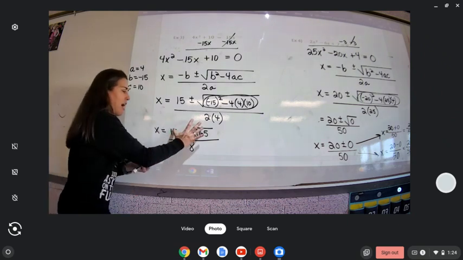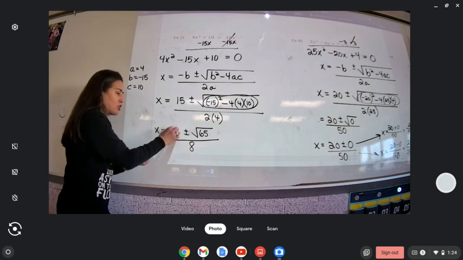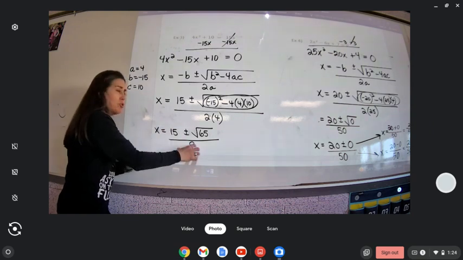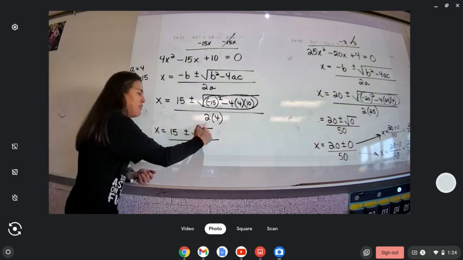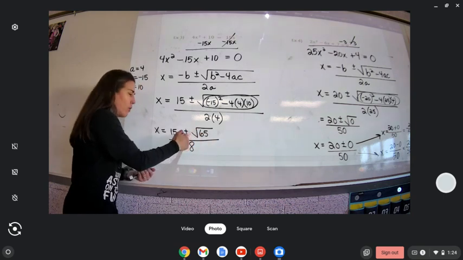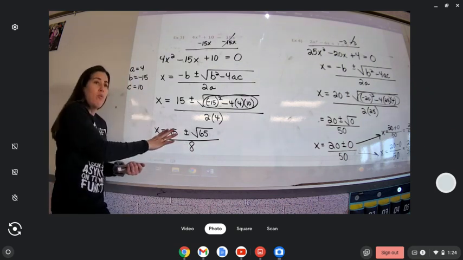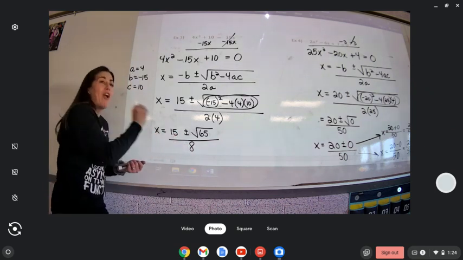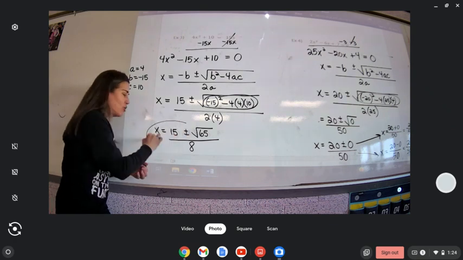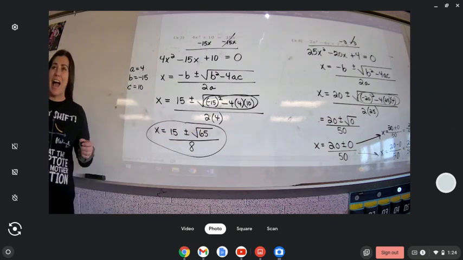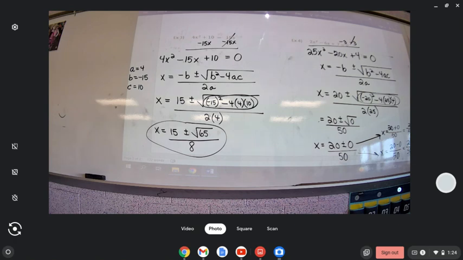Guys, everything on top is being divided by 8. So can 15 be divided or reduced with 8? No. If anything simplified here and broke out, then you'd be fair game to reduce any number in front of him with 8. But there's nothing there. So none of your radical simplifies, none of your fractions simplify. This is your finished answer. That is your exact finished answer to this problem.